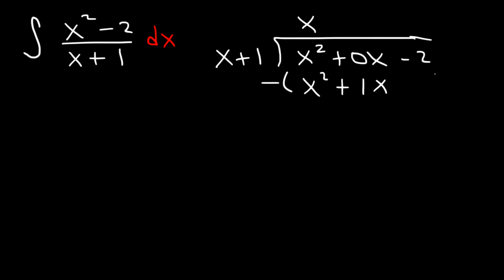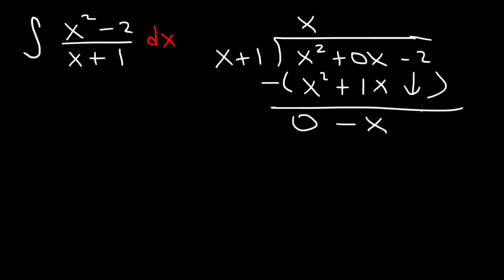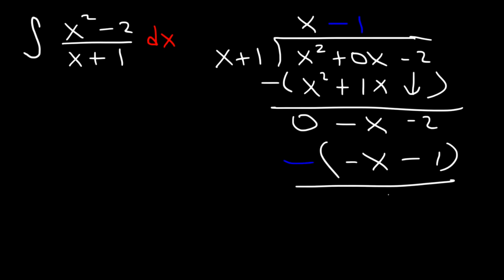So now let's subtract. X squared minus x squared is 0. 0x minus 1x is negative x. And we can bring down the negative 2. So now we need to divide. Negative x divided by x is negative 1. Now let's put the negative sign and multiply. Negative 1 times x is negative x. Negative 1 times 1 is negative 1. And subtract. Negative x minus negative x is 0. Negative 2 minus negative 1, or negative 2 plus 1, is negative 1.